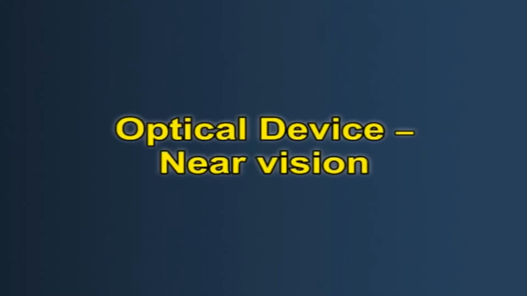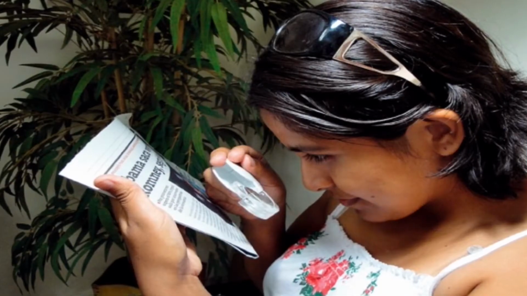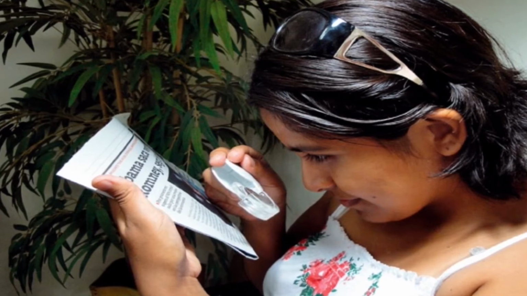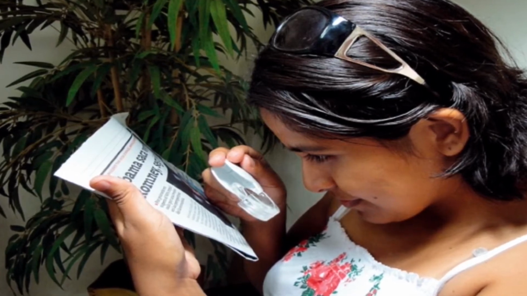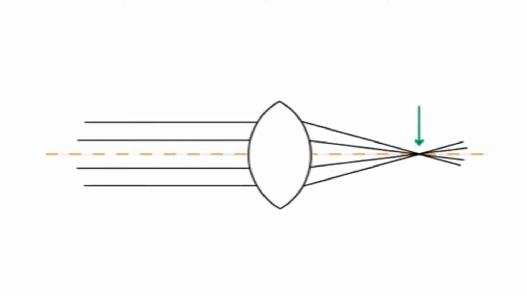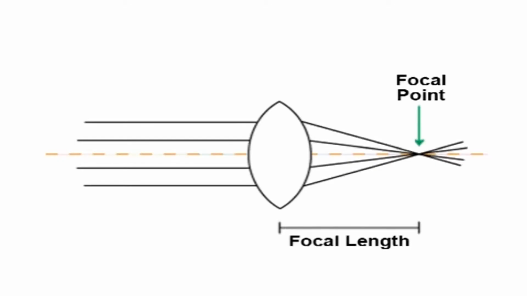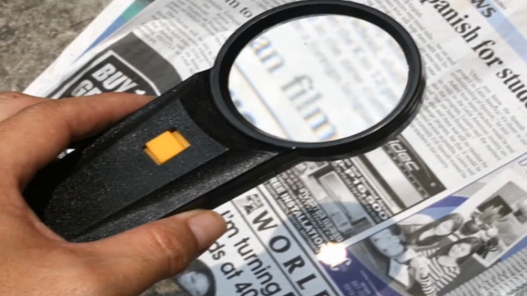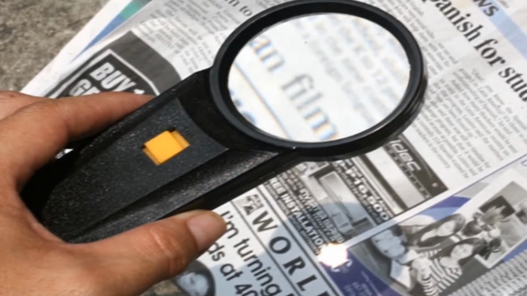We will now see the optical devices that help in near vision and also how to use them. The optical devices, near vision. The first device that we are going to see now is the hand magnifier. Hand magnifiers are handy and easy to use. These are convex lenses mounted on a handle. It has to be used at the focal length of the lens. The higher the power, the heavier the magnifier.